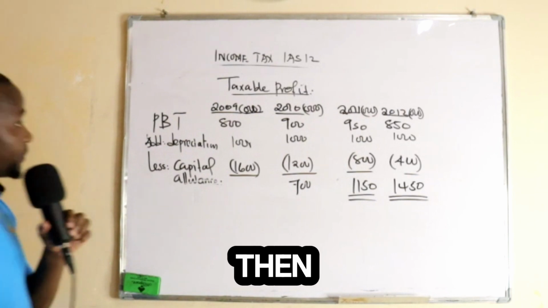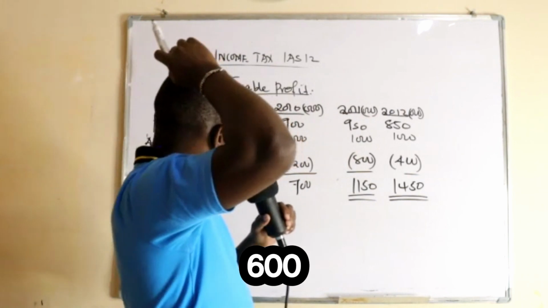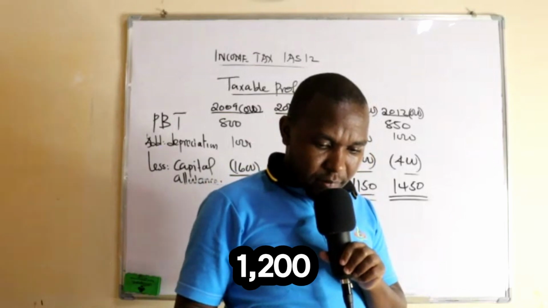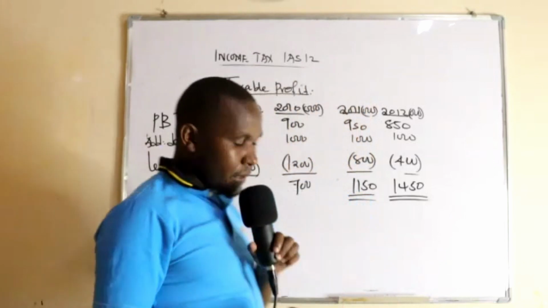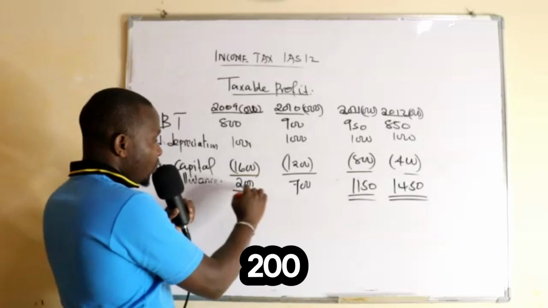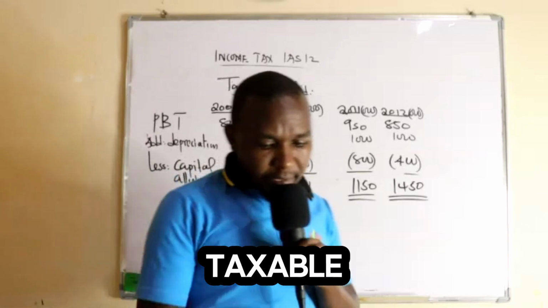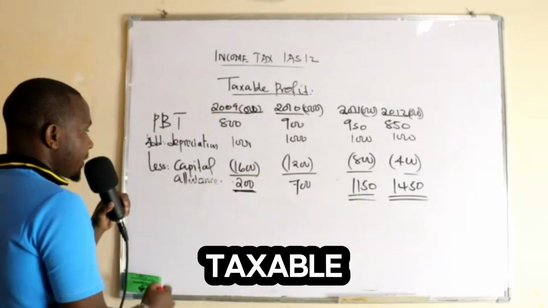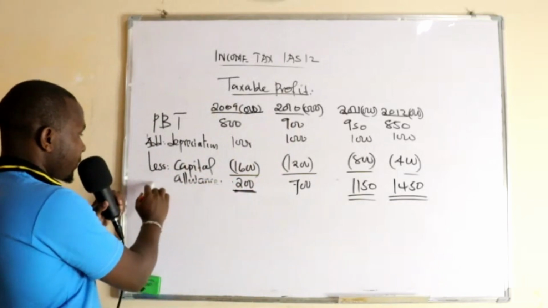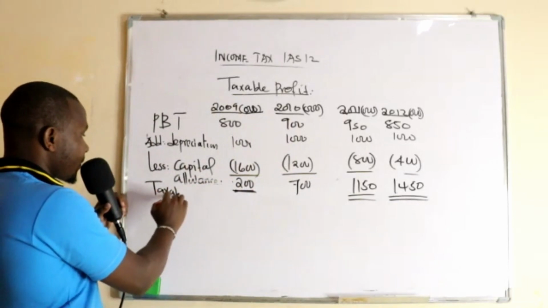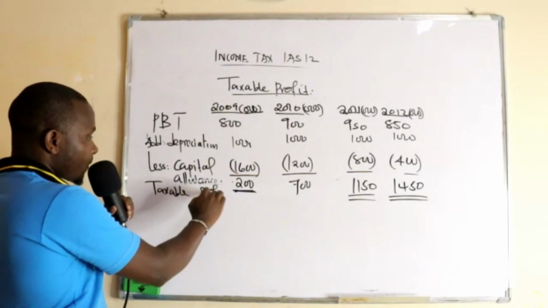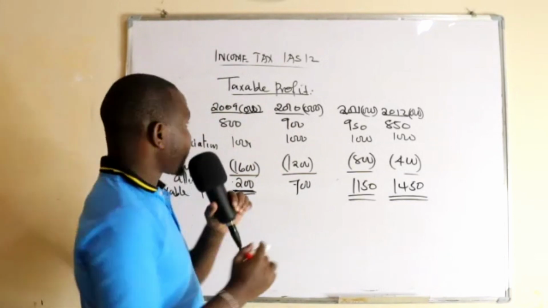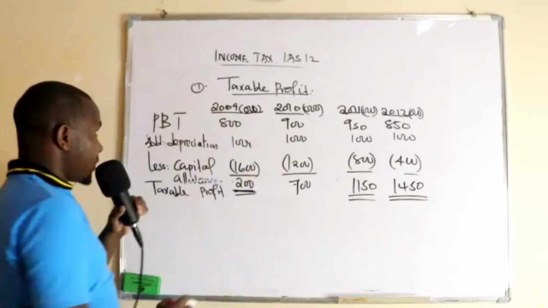And then 1,800 minus 600. 1,600 minus 1,200. This is 200. We have been asked the taxable profit. So this is our taxable profit. So that is the first part, the taxable profit. This is Roman 1.